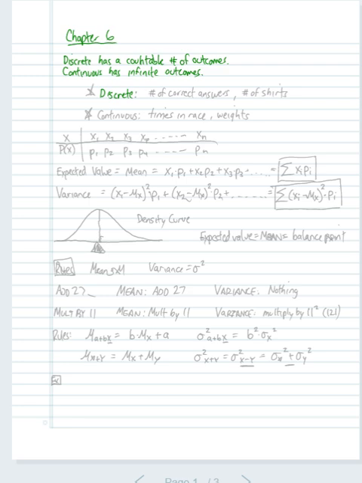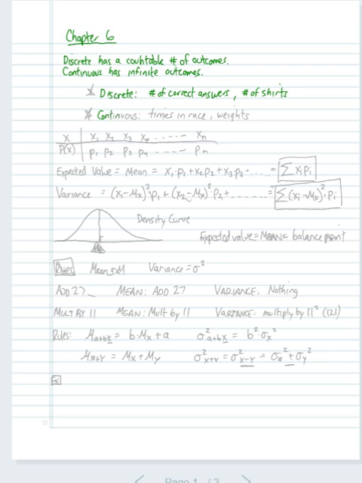For a discrete random variable, that would be something like the number of correct answers on a test. Okay, you could have 5 correct answers or 6 or 7, but you couldn't have decimals for number of correct answers. Or something like number of shirts. Okay, that has a countable number of outcomes and is therefore discrete.